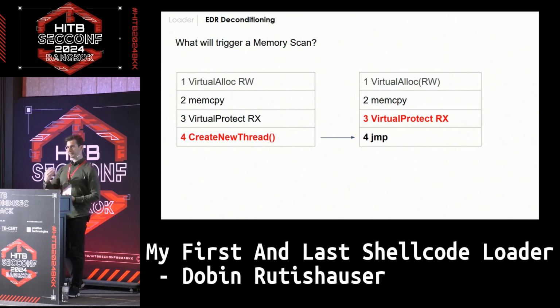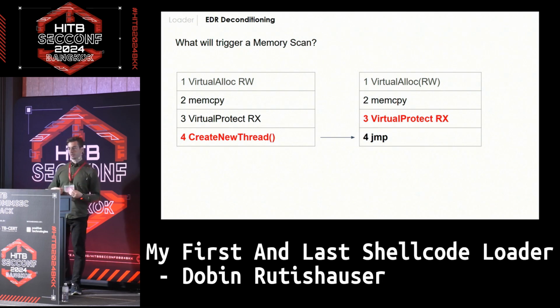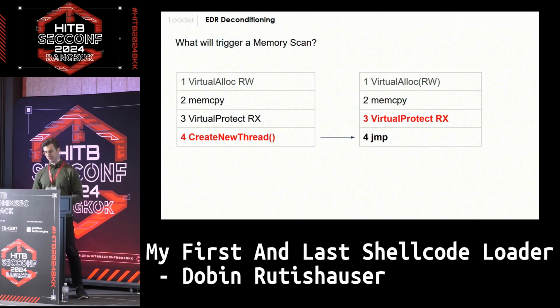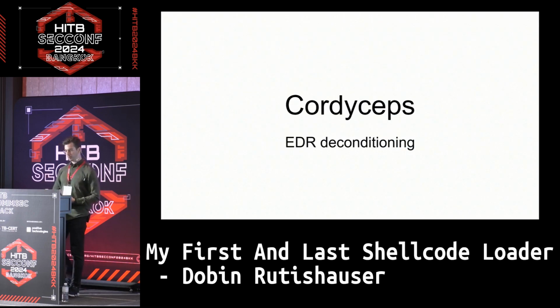So the second possibility for an EDR to scan memory is usually when you make it executable. Programs execute a lot of virtual allocs, like maybe thousands a second. They copy a lot of memory, which is anyway not visible by the EDR. But making a memory region executable, that would be the perfect time, in my opinion, to scan the memory.